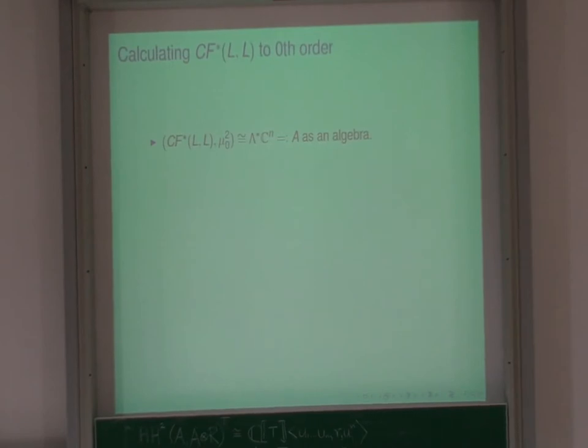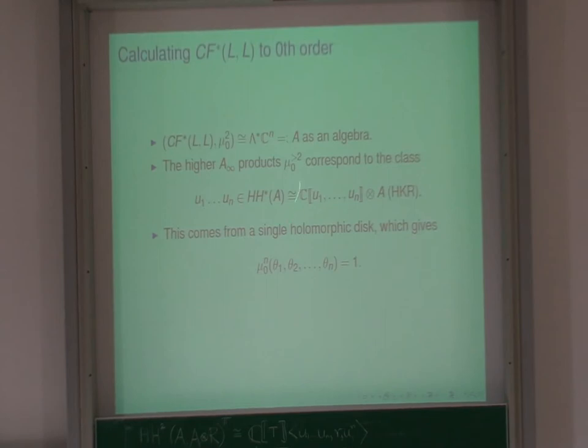You can identify the generators, the self-intersections of this Lagrangian, and they're in natural correspondence with the generators of the exterior algebra. You can work out what the product is at zeroth order, and that gives you the exterior product. The higher A infinity products correspond to some class in cohomology. They correspond to exactly this class, which is the leading order term of that W from the first slide. This corresponds to a single holomorphic disk, which is a mu n, that takes as input all the generators of the exterior algebra and spits out the identity.